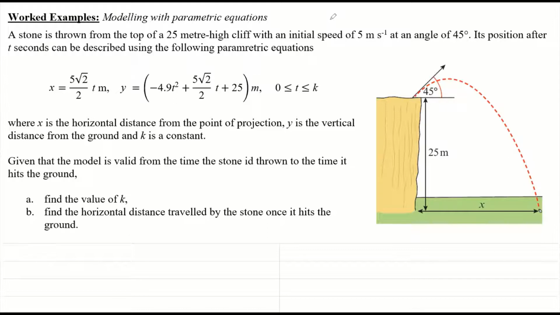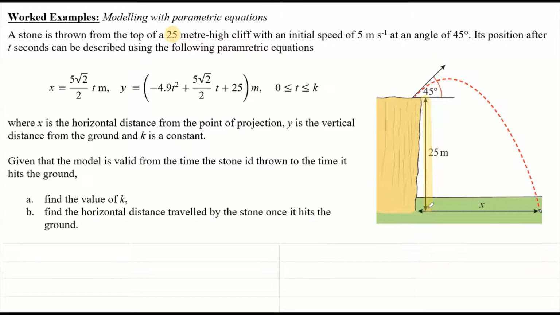So we're given some information. 25-meter high cliff, and you can see that in the diagram here, labeled clearly. It's projected with an initial speed of 5 meters per second at an angle of 45 degrees. This is something we're going to look at in more detail when projectiles is covered in the applied part of the course, chapter 6 in mechanics. So the important information is to follow. It says its position after t seconds can be described using the following parametric equations. So those equations are given to us.